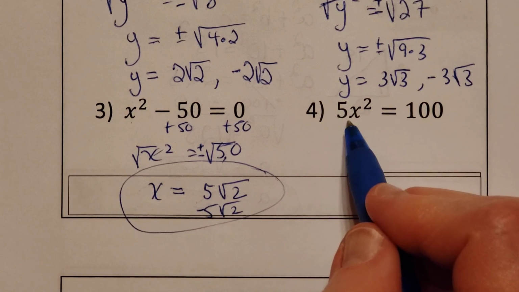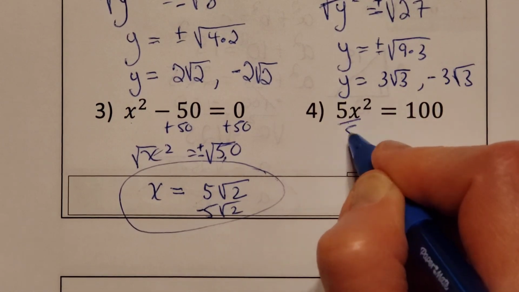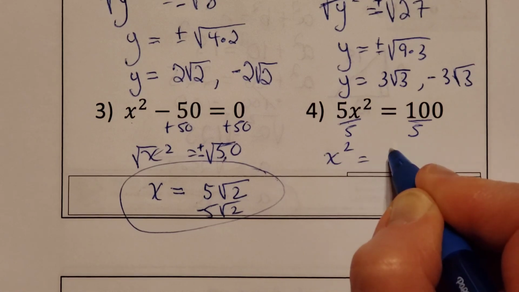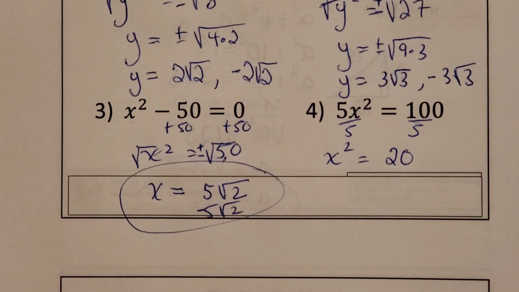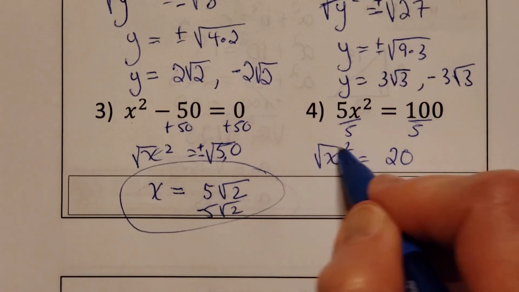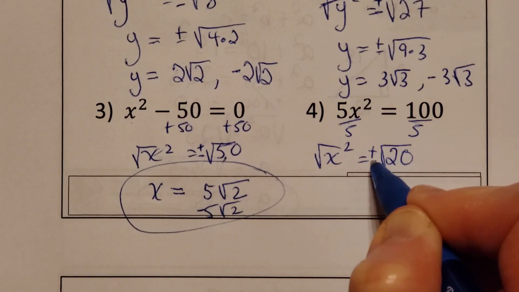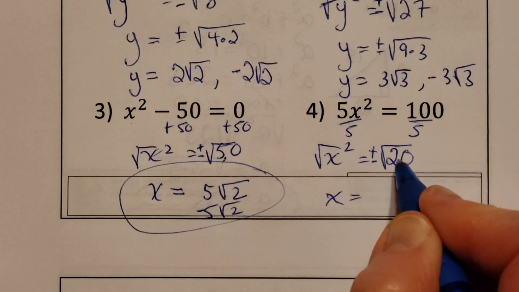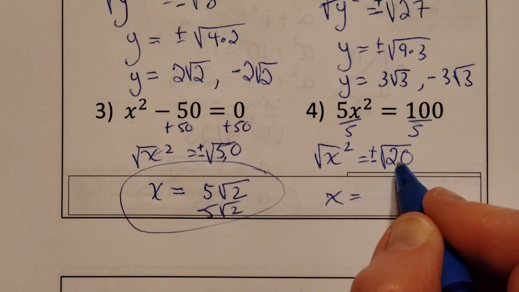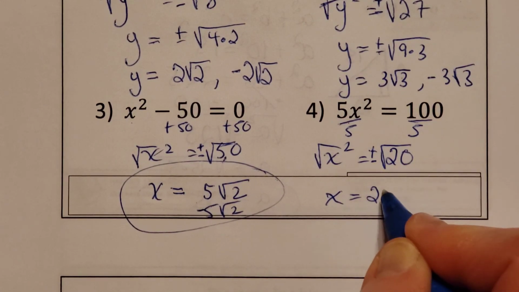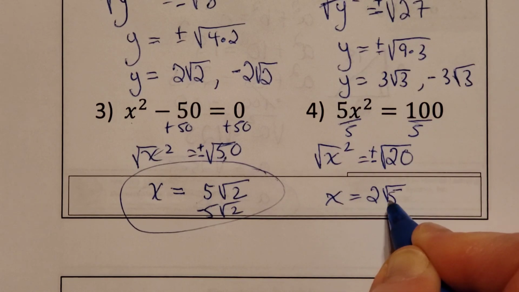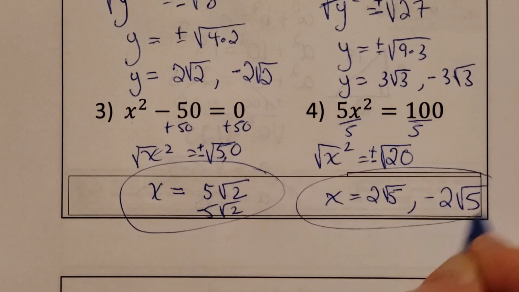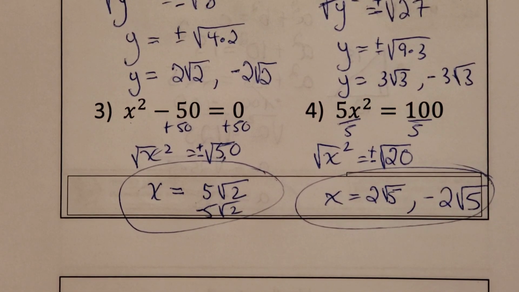And number 4, we want to get rid of times 5. We're going to divide both sides by 5. So we'd have x squared is equal to 20. And then we find the square root of both sides. We're going to find the positive and negative square root of 20. So 20 is 4 times 5. Square root of 4 is 2. Left under the radical is a 5. And also negative 2 square roots of 5. Those are our two answers.